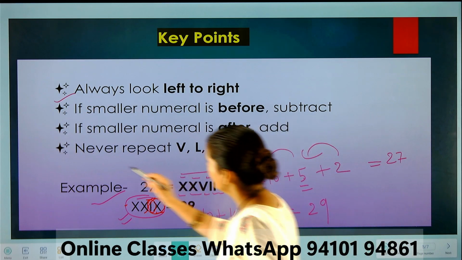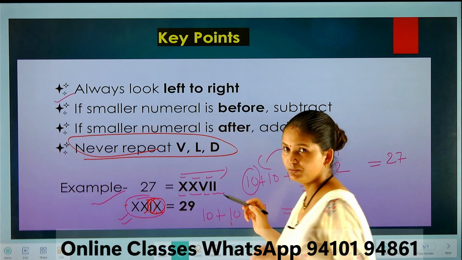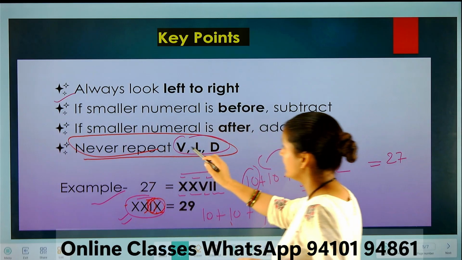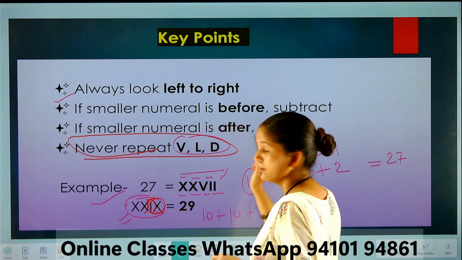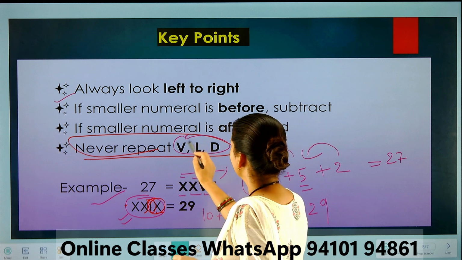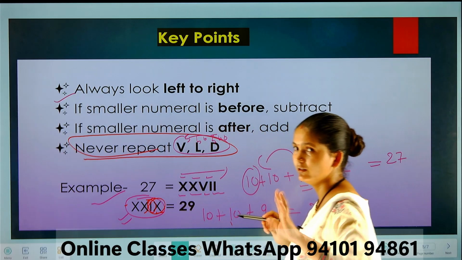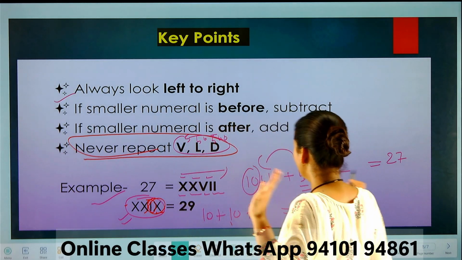Understood? Now never repeat V, L, D. I have told you, these are exceptions. Means we can't use the repetition rule in these numbers. Got it? V is 5, L is 50, and D is 500. V, L, D do not allow the repetition rule.